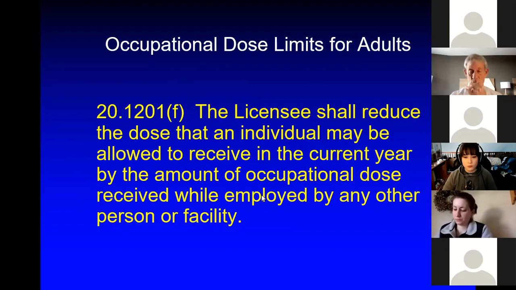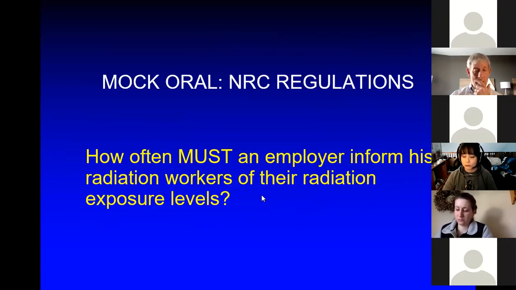And this just says that you have to reduce the total permissible by whatever you picked up when you changed jobs. How often must your employer inform you of your cumulative radiation exposure? Now, I'm not asking you how often it's routinely done, because I think everybody knows that film badge reports are published and posted on the wall every month. So it's done typically monthly, but that's not the question. The question is, from a legal standpoint, how often must your employer inform you? Anybody want to take a guess? Is it monthly, quarterly, semi-annually, or annually?